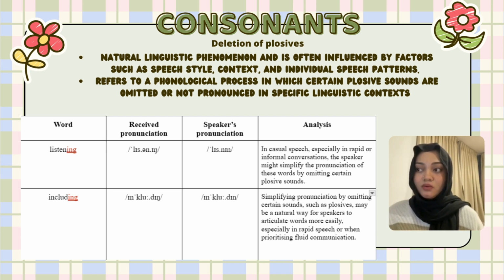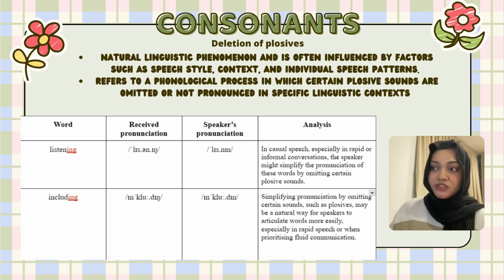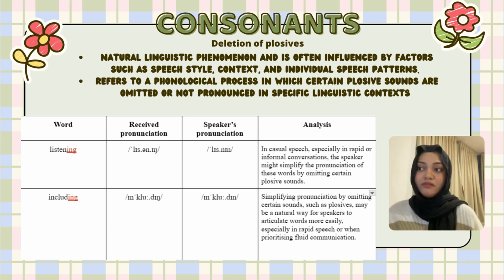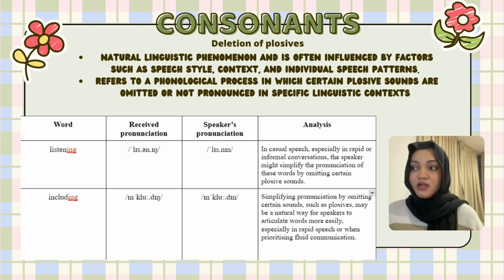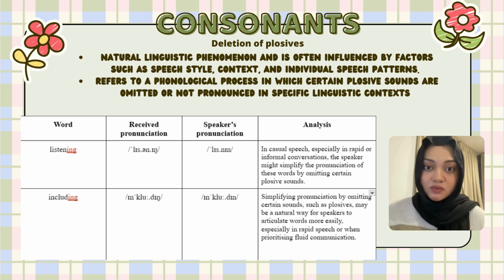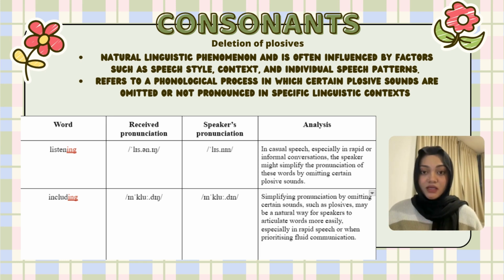So we have analyzed that in casual speech, especially in rapid or informal conversations, the speaker might simplify the pronunciation of these words by omitting certain plosive sounds. The next word is including. So the received pronunciation for this word is including, but the speaker's pronunciation is pronounced as including.